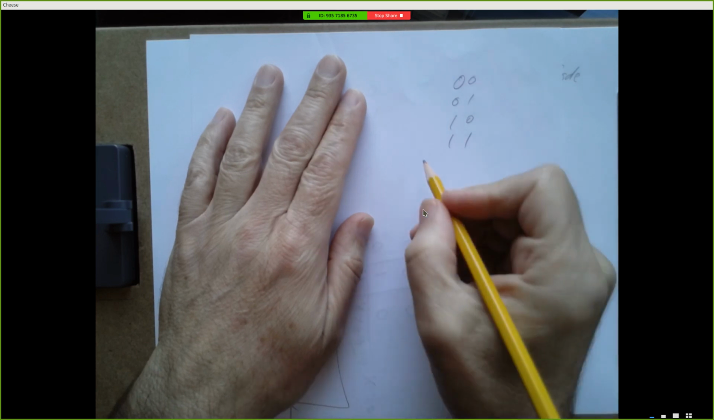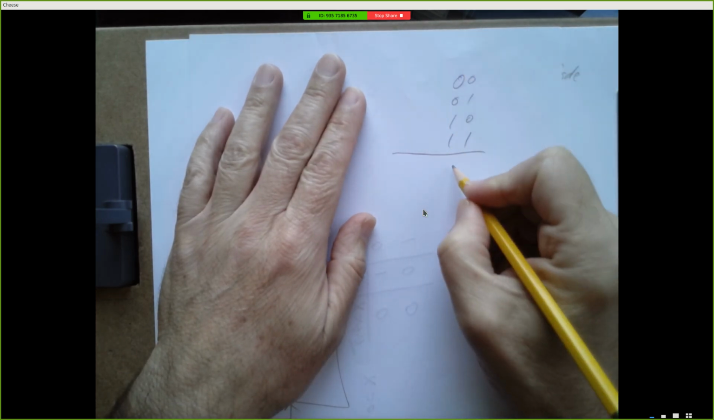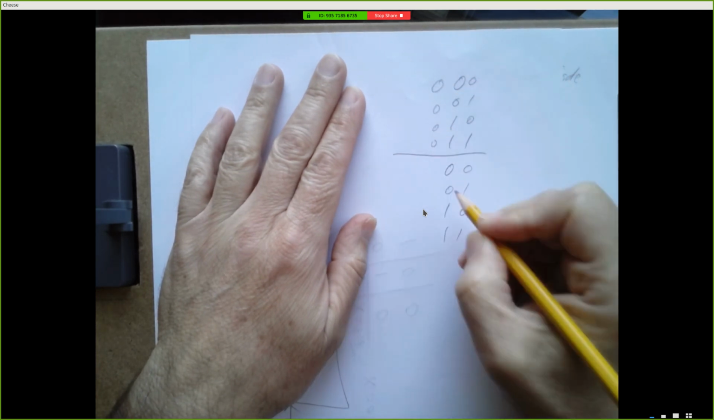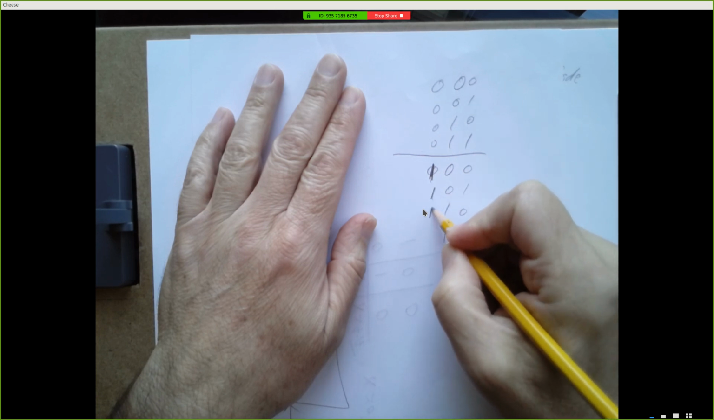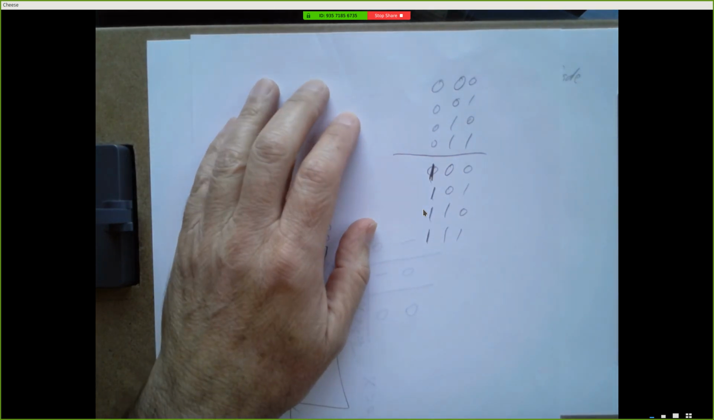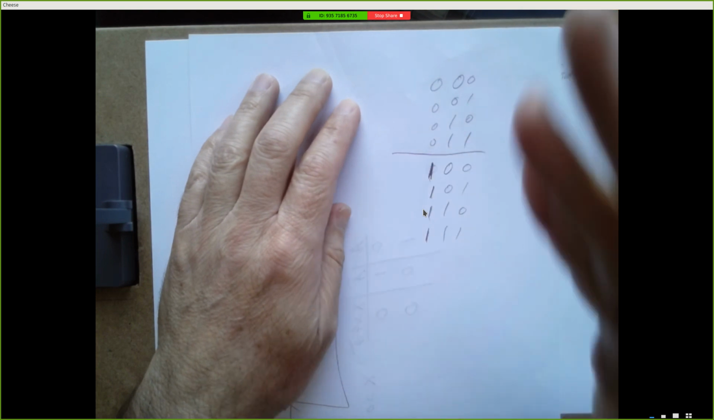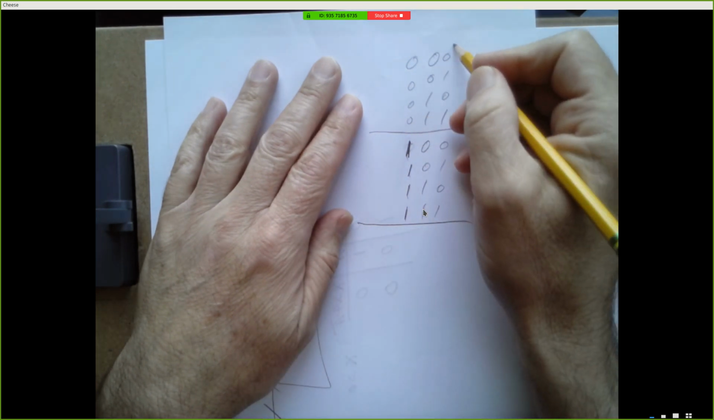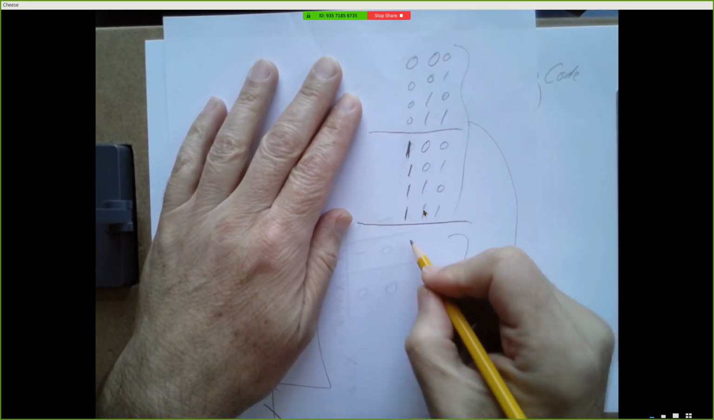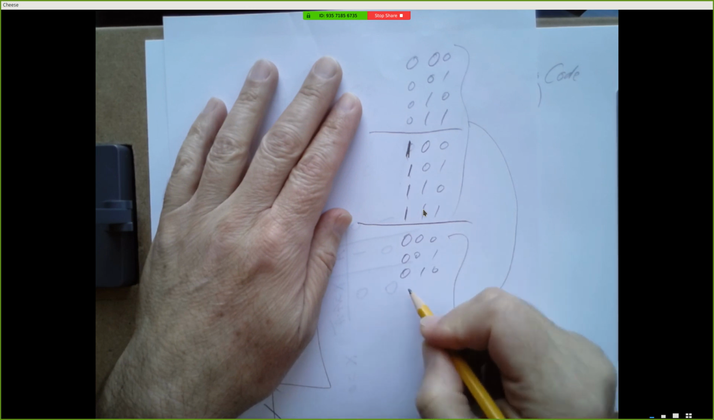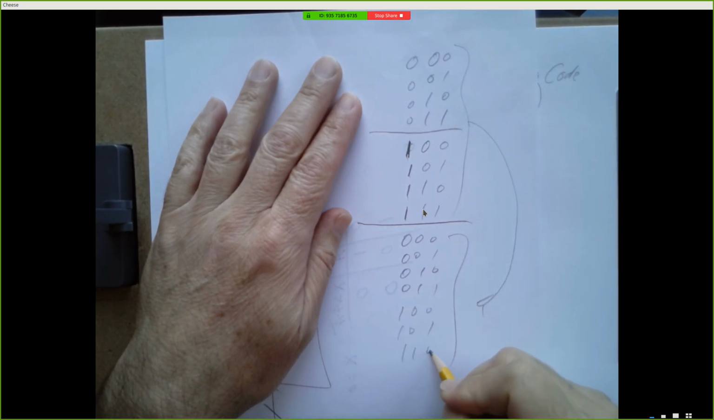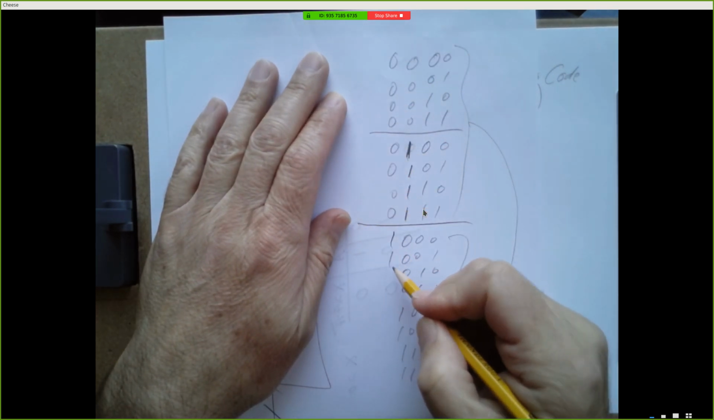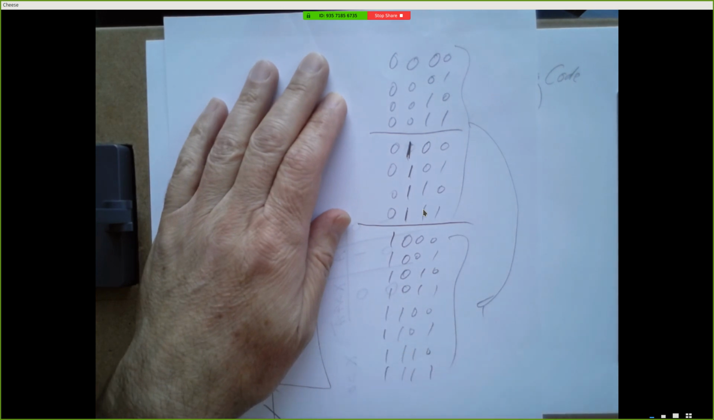If you want to write 3-bit numbers, what do you do? Take this pattern you just wrote, replicate it, and put zeros in front of the top 4 and put 1s in front of the bottom 4. And there's our 3-bit counting sequence. And if you want to count 4-bit numbers, take this whole pattern, replicate it again, and put zeros in front of the top half, and put 1s in front of the bottom half. And there's your 4-bit counting sequence.